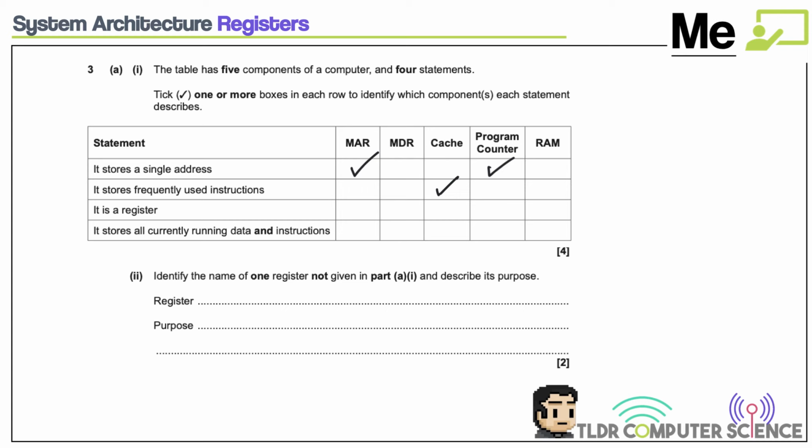Remember, the cache was a lot smaller. But what was the advantage of cache? It was a lot faster. And because it's small, you want to put the frequently used instructions in there.